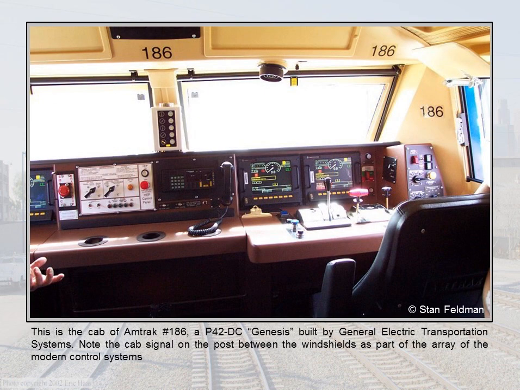This is the cab of Amtrak number 186, a P-42 DC Genesis built by General Electric Transportation Systems. Note the cab signal on the post between the windshields as part of the array of modern control systems.